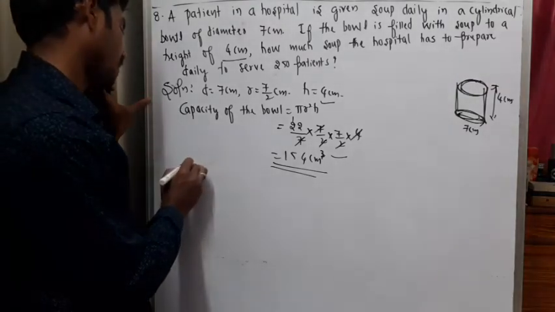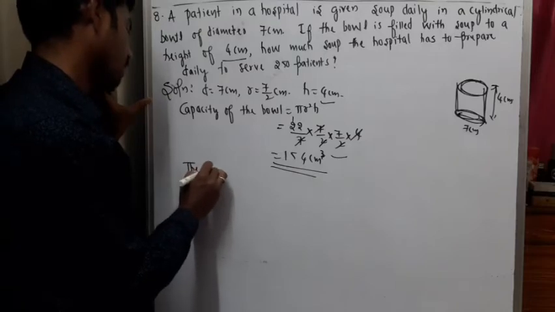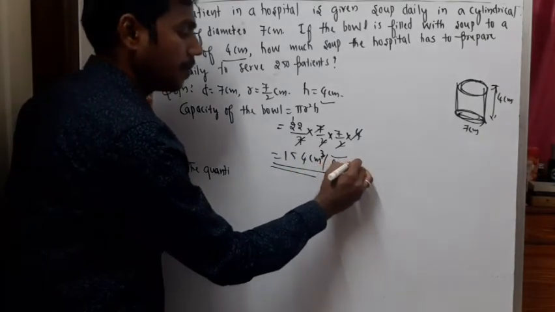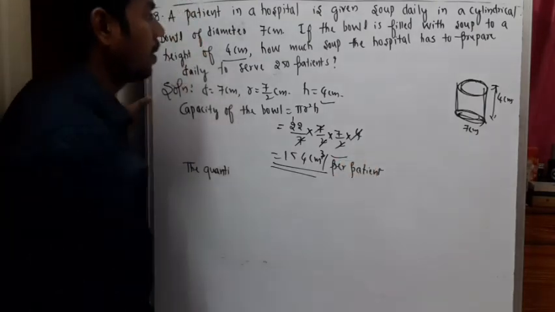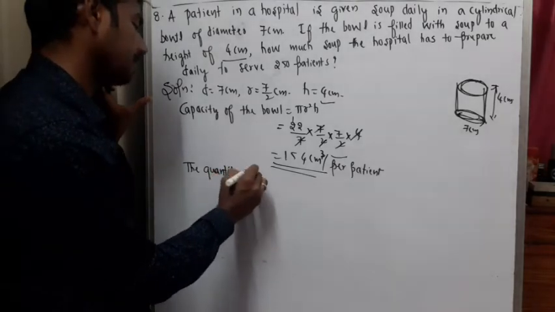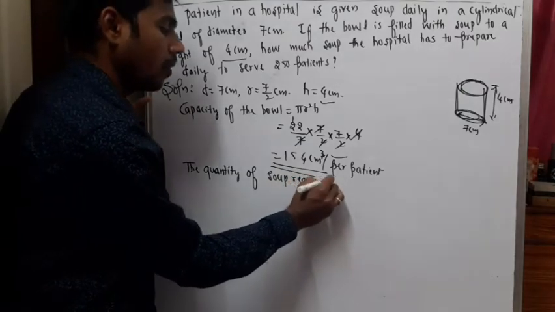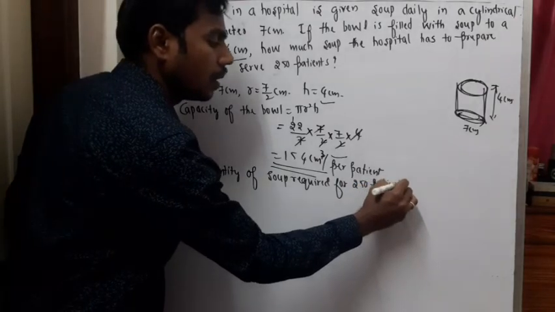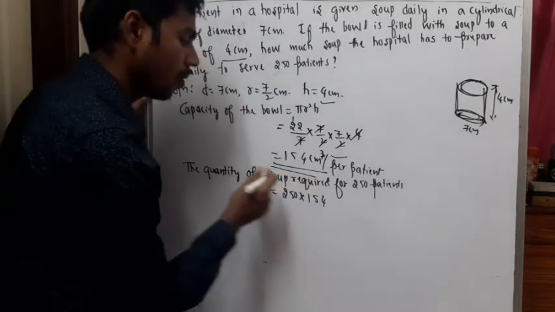So the quantity of soup required for 250 patients is equal to 250 into 154.